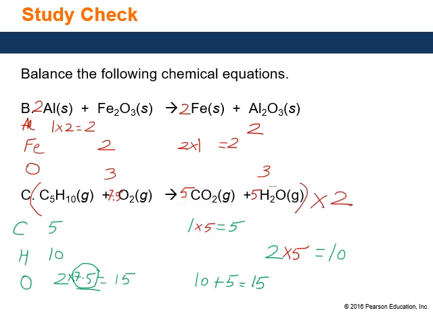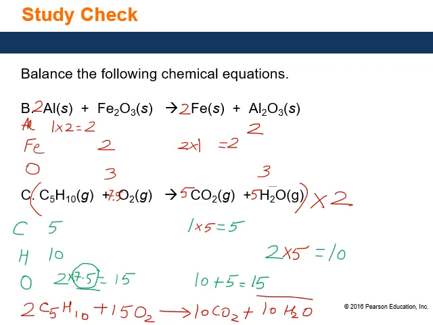Okay, if I do that, what does it give me? It gives me 2C5H10 plus 7.5 times 2 will give me 15O2 produces 5 times 2, 10 CO2 plus 5 times 2, 10 water. So this is now my final balanced chemical reaction.